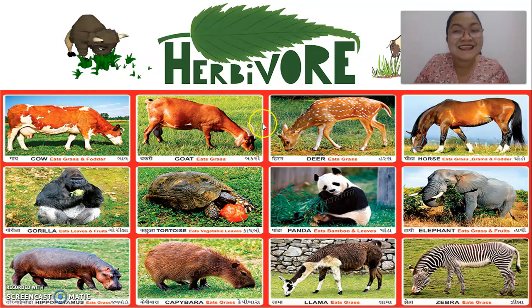Okay, before that, let's have what do animals eat? So number one, we have herbivore. Can you remember what is an herbivore? Good job. Herbivores are animals that only eat plants. As you can see, these animals are all eating plants. So we have cow, goat, deer, horse, elephant, zebra, llama, gorilla, tortoise, and panda.